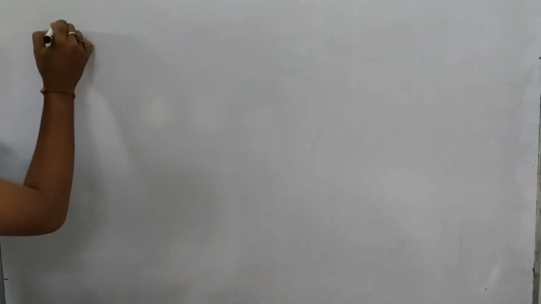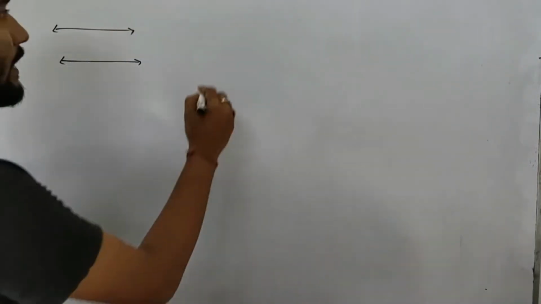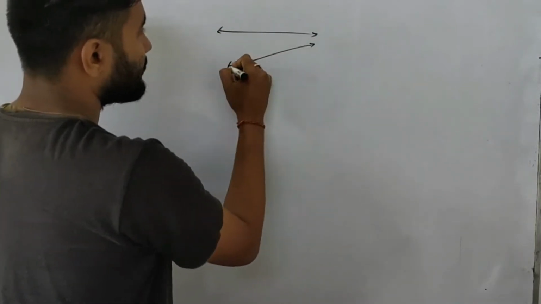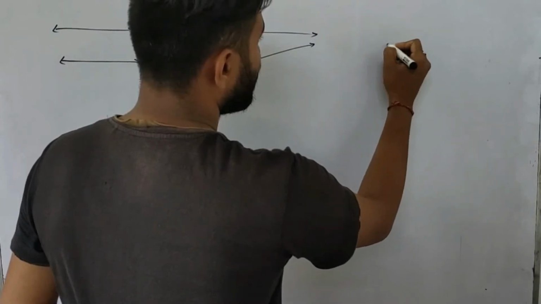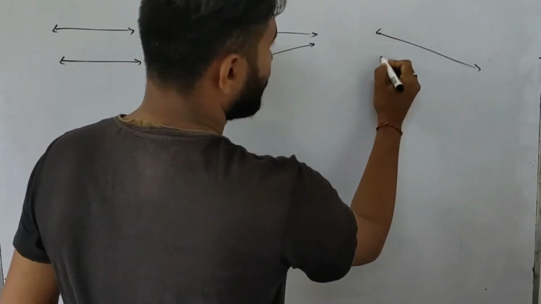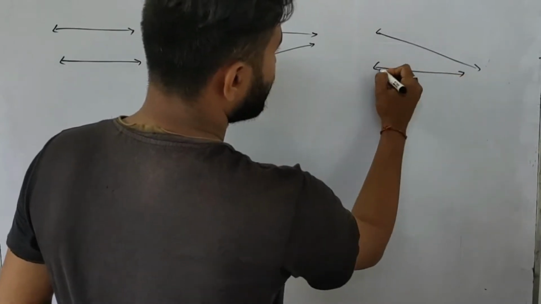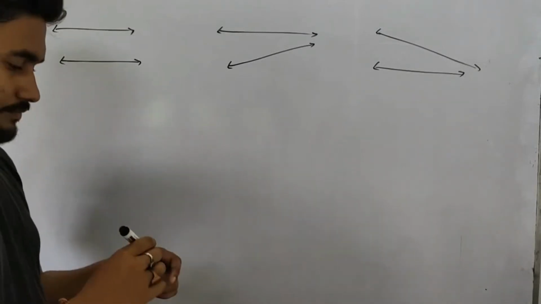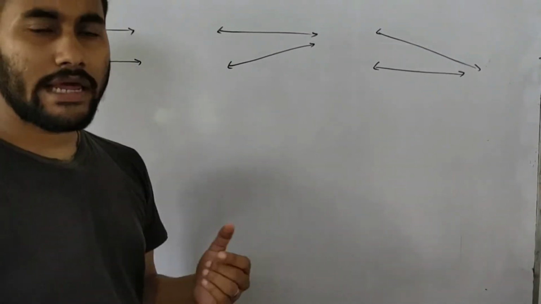You see, these are two lines. Now these two lines are parallel. And what about these two lines? This is one line and this is another line. Now among these, which pair of lines are parallel? Very simple, these lines are parallel lines, like our railway tracks.